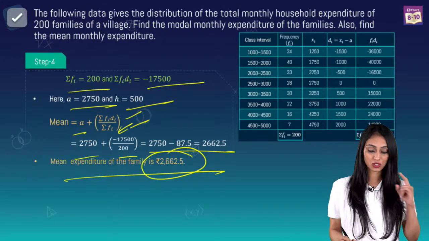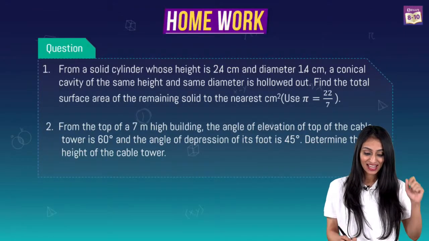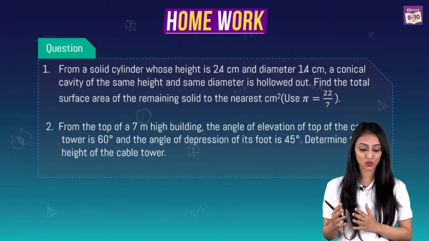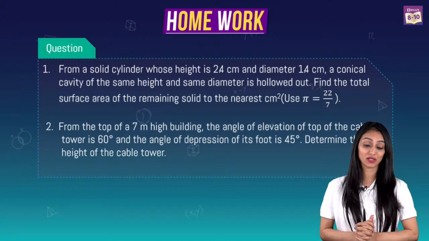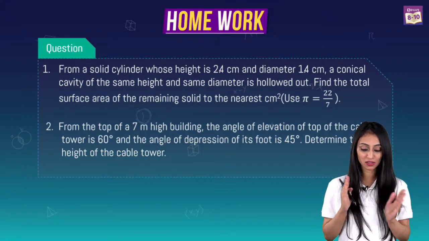Okay, so this was the last question of today's session, but we are not done yet. Homework time, yes? So 2 questions we have for you in the homework. First is from a solid cylinder whose height is 2.4 centimeter and diameter is 1.4 centimeter. A conical cavity of the same height and same diameter is hollowed out. Find the total surface area of the remaining solid to the nearest centimeter square.